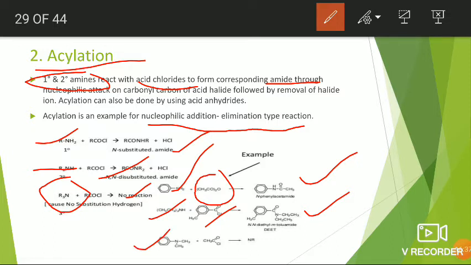Here the N,N-dimethyl aniline also undergoes reaction with acetyl chloride. Sorry, here it does not undergo reaction to form the corresponding amide because this N,N-dimethyl aniline doesn't have any hydrogen. So due to lack of hydrogen, it doesn't undergo any acylation reaction because it is a tertiary amine.